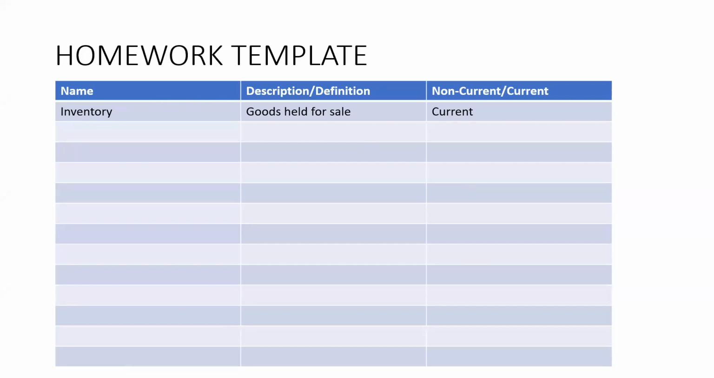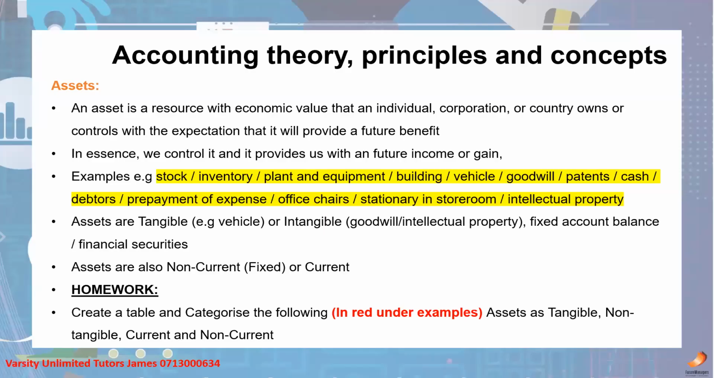If you go back to my slide, you will notice I've highlighted in yellow these different types of assets: stock, inventory, plant and equipment, buildings, vehicles, goodwill, patents, cash, debtors, prepayment of expenses, office chairs, stationery in a storeroom, intellectual property.